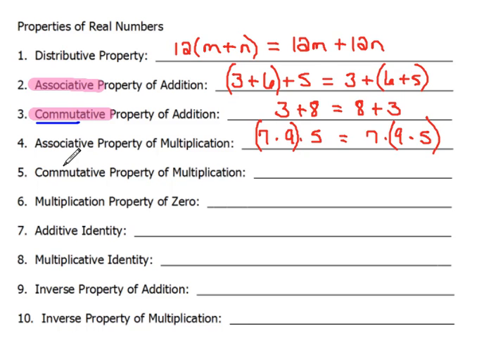Now for the commutative property, remember, think of that word commute, back and forth. So would 12 times 3 be the exact same thing as 3 times 12? Yes, it is. So those are just our first few properties. We'll do some more in another video.